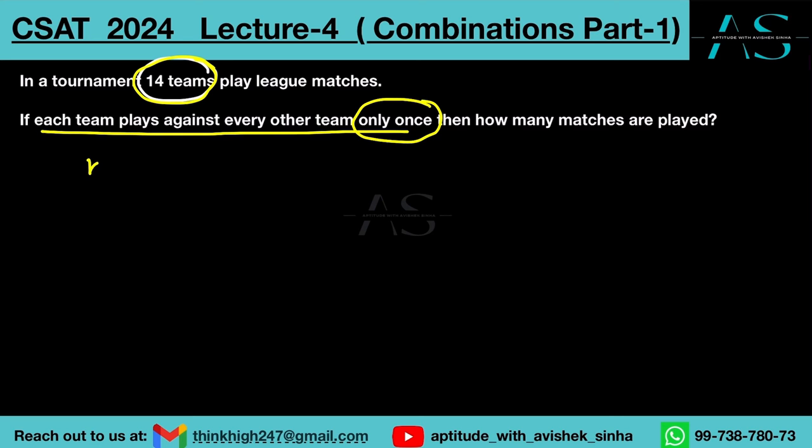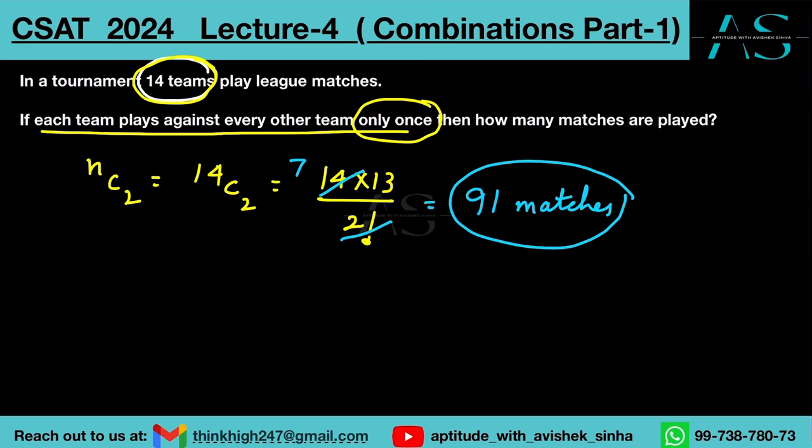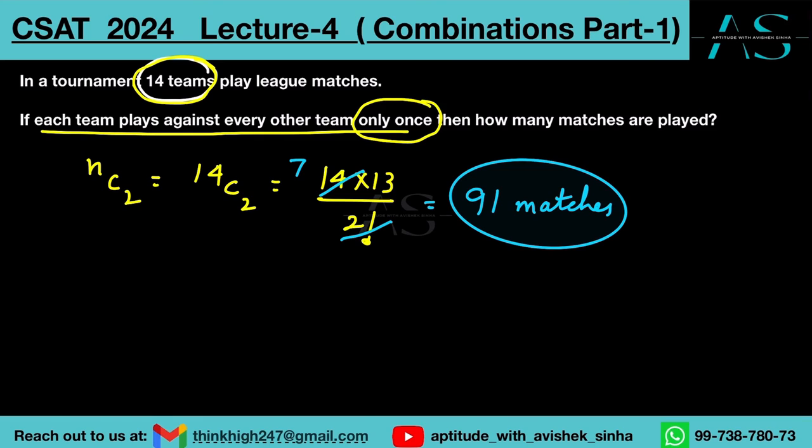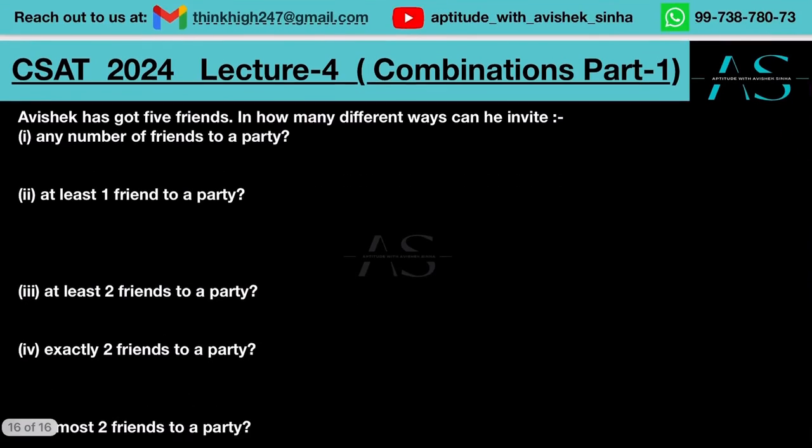Number of matches is NC2, 14C2, which is 14 into 13 upon 2 factorial. 13 into 7 is 91 matches. Typical question on combination. So, a very important question here.